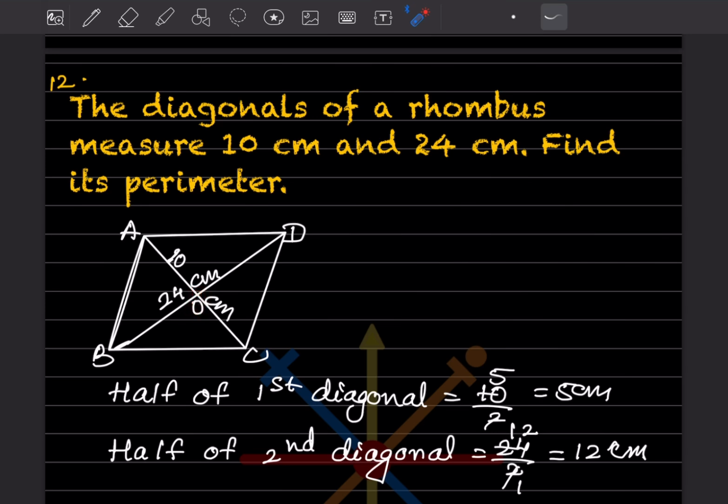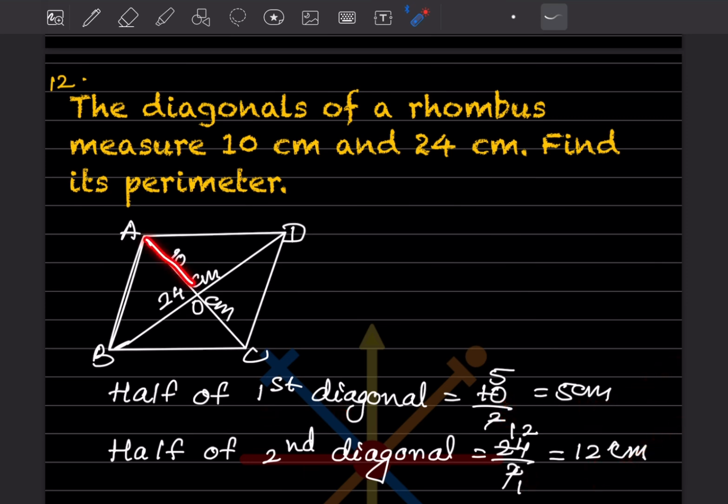So now here what we can see, this is 10. This part, we are going to divide it into 2. So this will be 5 and this is going to be 5. This is 24, which means this will be 12 and this is going to be 12. So now let us consider this one. Half of the first diagonal is 10 by 2, that is 5 centimeter, and half of the second diagonal is 24 by 2, that is 12 centimeter.